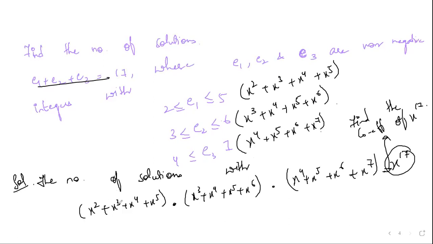Now, when we multiply these brackets, we have to get the coefficient of x power 17 by picking a term from the first bracket for e1, then e2, and then e3, where the exponents of e1, e2 and e3 satisfy our constraint e1 plus e2 plus e3 is equal to 17. Easily we can see that in each of these brackets, every coefficient is 1. So we will get the value 3. Hence, there will be 3 solutions.